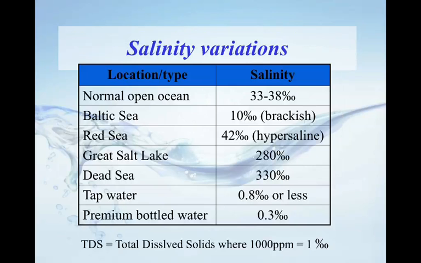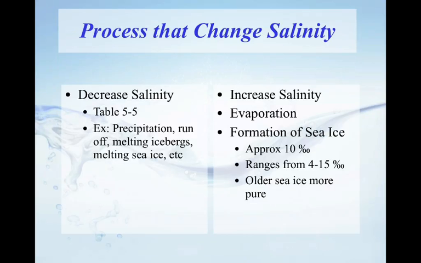And salinity varies. So what does this mean? It means that there's something going on that's changing salinity. And there's processes that decrease salinity and some that increase salinity. So there's a big table in your book. It's table 5-5 if you want to look at it. But they go through each one and kind of go into greater detail than we do.